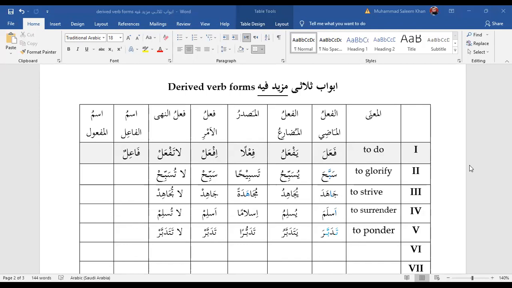So alhamdulillah, we have completed 18 lessons, and also we have completed 5 forms of the verb. Basically we have to learn 10, and alhamdulillah we have already learned 5. And the rest of the 5, inshallah, slowly but surely, we will continue with them as well. So today, inshallah, we are going to start lesson number 19.